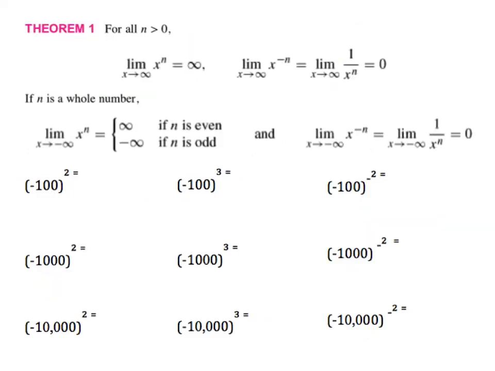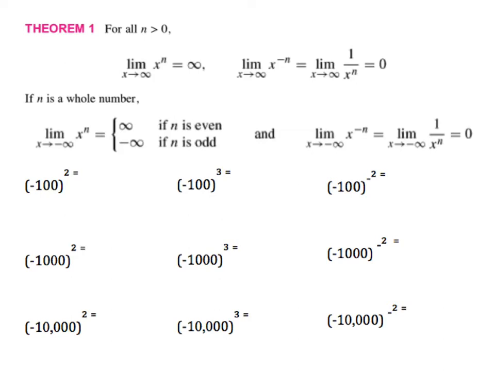So let's investigate this. Theorem 1. For all n greater than 0, so if the exponent is positive, right? Based on these definitions, limit as x approaches infinity of x to the n power would go to infinity, right? That would continue to grow. Limit as x approaches infinity of x to the negative n power, which is the same as 1 over x to the n, would go to 0. So if we have a negative exponent, it means it's in the denominator. So we have some number divided by something very, very large that approaches 0.